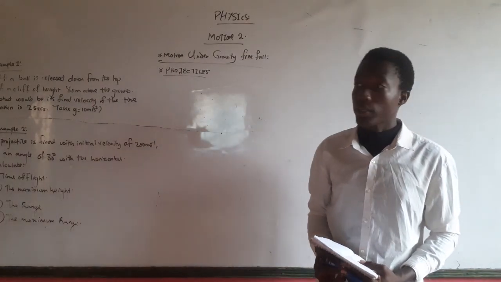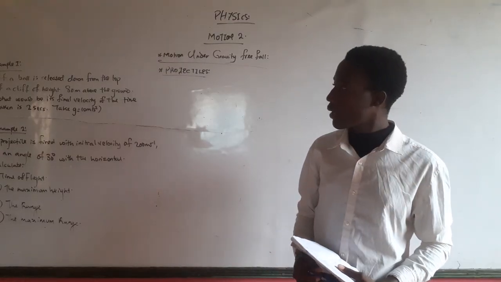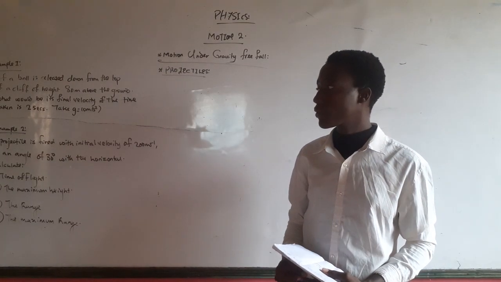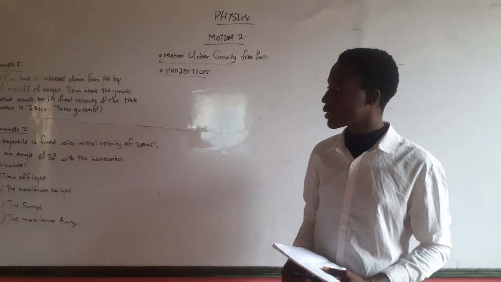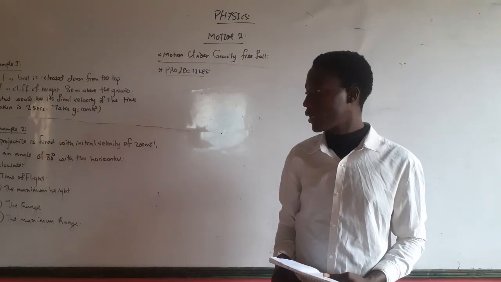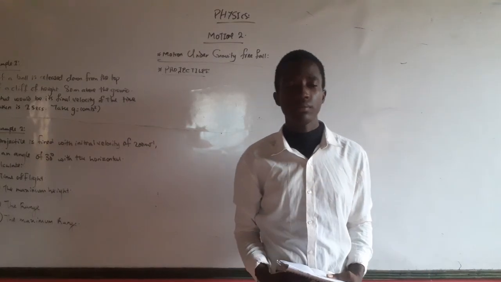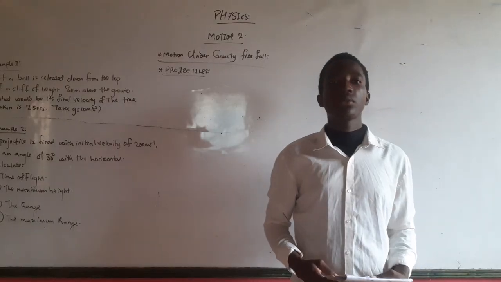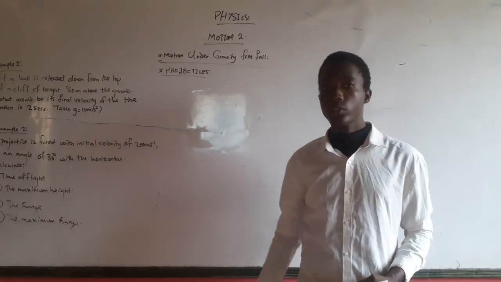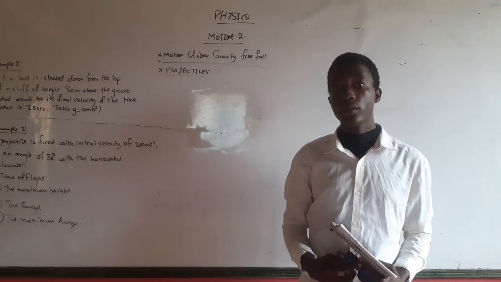At the moment we're talking about projectile. A projectile is fired at an initial velocity of 200 meters per second at an angle of 30 degrees with the horizontal. Calculate the time of flight, maximum height, the range, the maximum range. Projectile deals with the launching of an object, most times over a horizontal distance. Whenever you throw a ball, it follows a curve. It could be a parabolic curve, it could be any kind of curve.